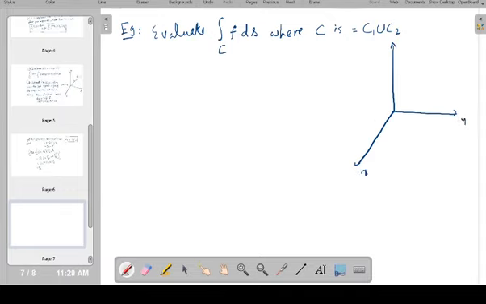This is x-axis, y-axis, z-axis. This is origin 0, 0, 0, and this is the point as in the previous example 1, 1, 1. Here is the point 1 comma 1 comma 0, and this line segment is your C1, and this line segment is your C2, and C is the union of these two. Okay.